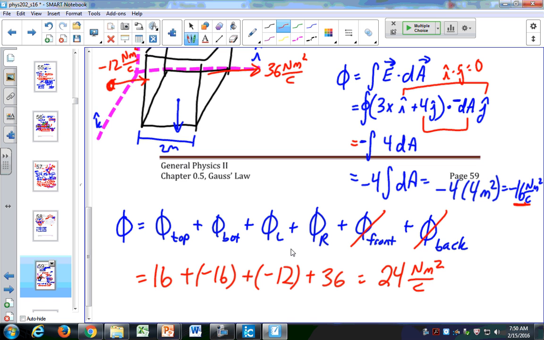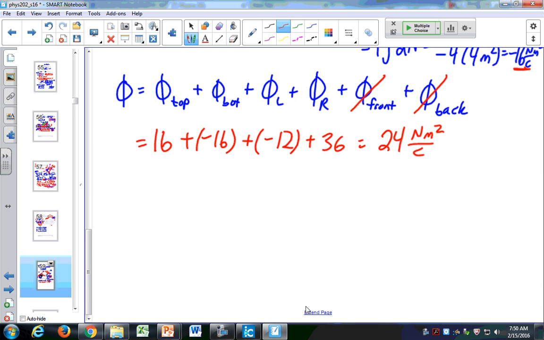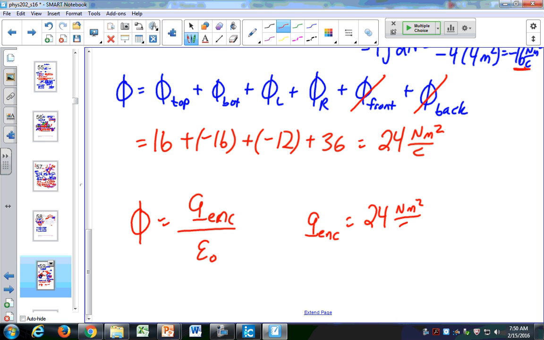That's our total flux. And then I can find, pretty simply now, through Gauss's law, our total charge. So our total flux is equal to Q enclosed divided by epsilon naught. So if I want to know Q enclosed, it's going to be that 24 times epsilon naught. And that gives me 2.1 times 10 to the minus 10 coulombs.